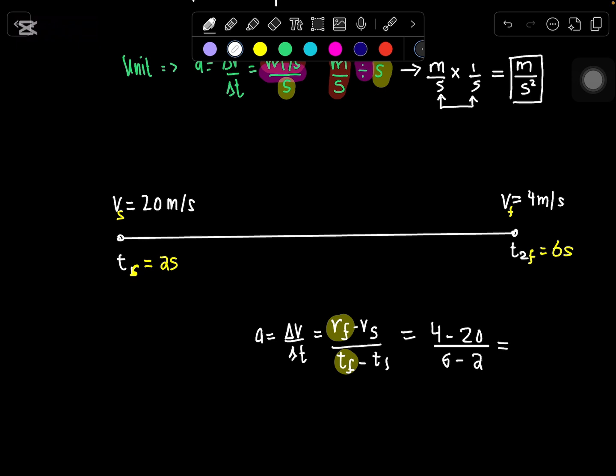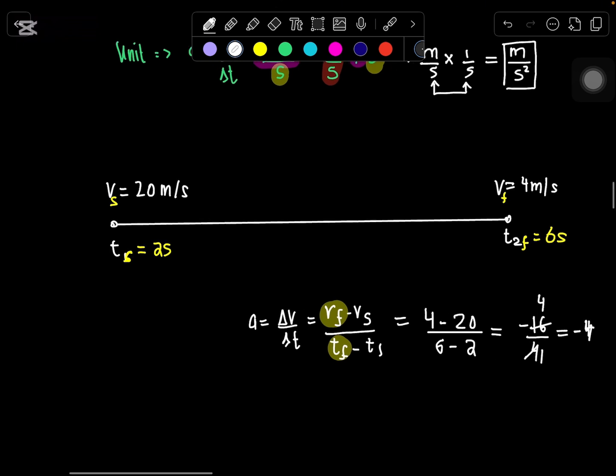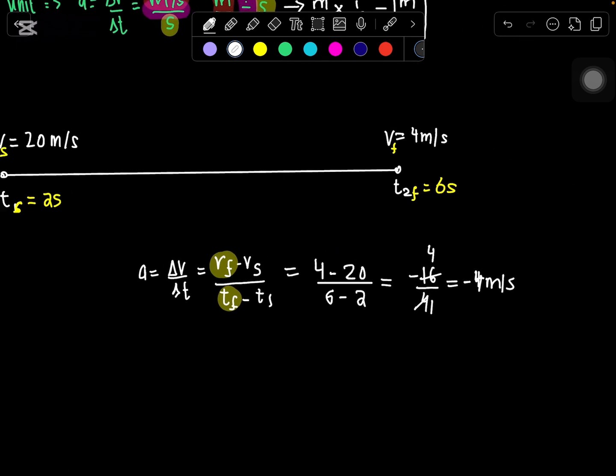What is 4 minus 20? It's negative 16. If you don't know the subtraction here, you can just subtract 4 from 20, you get 16. And the sign is of the bigger number, which is 20, okay? So 20 has a sign of negative, 4 has a positive sign, which is not written. So you get negative 16. And 6 minus 2 is 4. So negative 16 by 4 is negative 4. The negative sign just comes along, and you get negative 4. And the unit is meters per second squared.